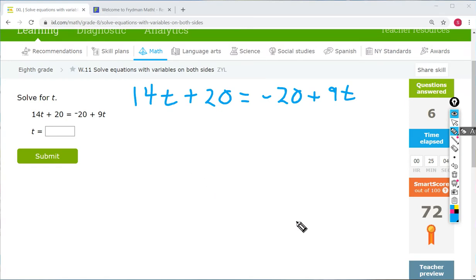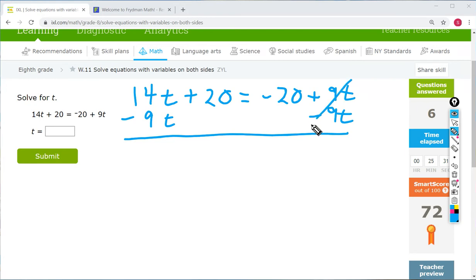So let's just do -9t. And again, ask yourself, where should we put the -9t on this side? Should we put it under this term or should we put it under this term? Answer, we should put it under this term because this term has a t just like this term has a t. Okay, so we'll put -9t over there. And we have 5t plus 20 equals -20.